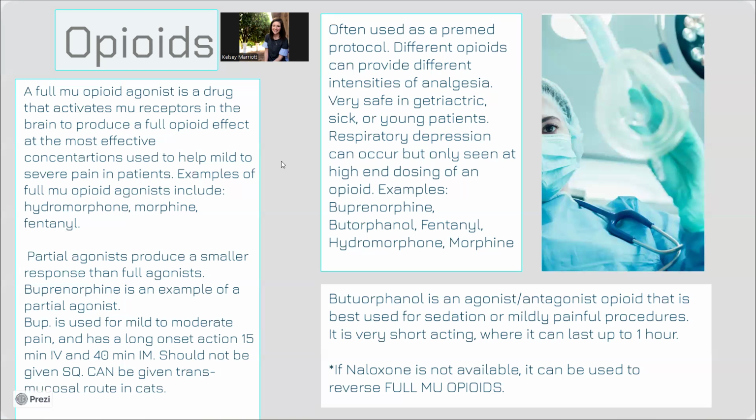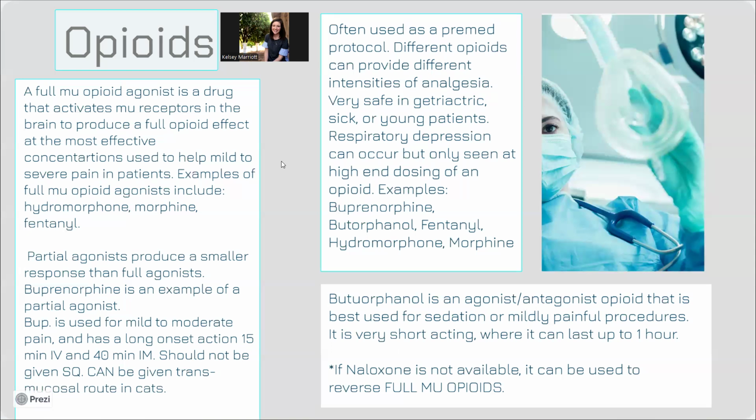We don't really give this injection sub-Q, but with some of our compounding pharmacies, we do have the ability to have it in a transmucosal route for our kidney patients. So when we talk about versatility, buprenorphine is very specific in that it doesn't readily act and it's only given one way the best, and that's typically IV.